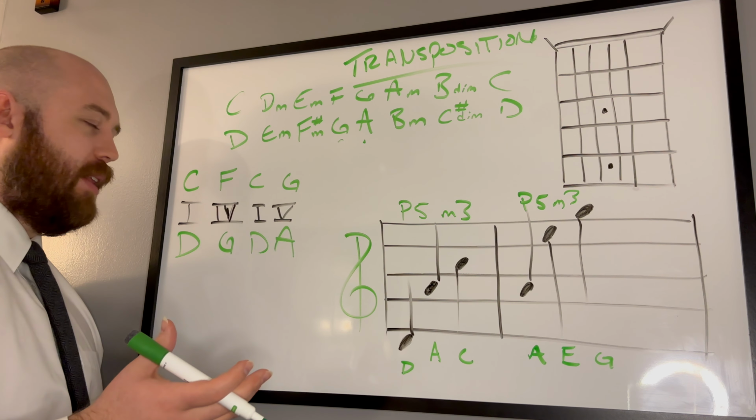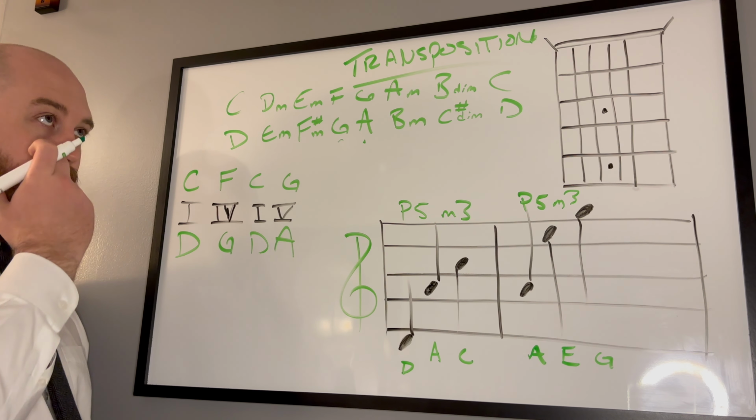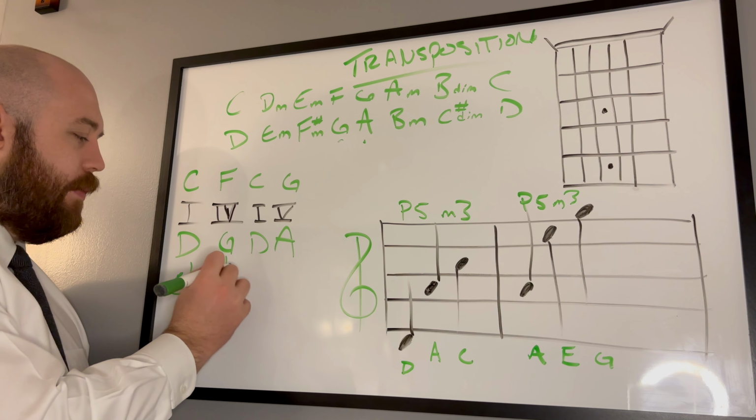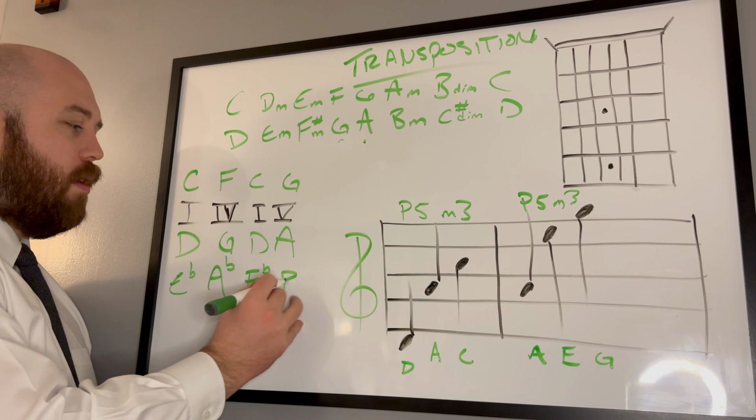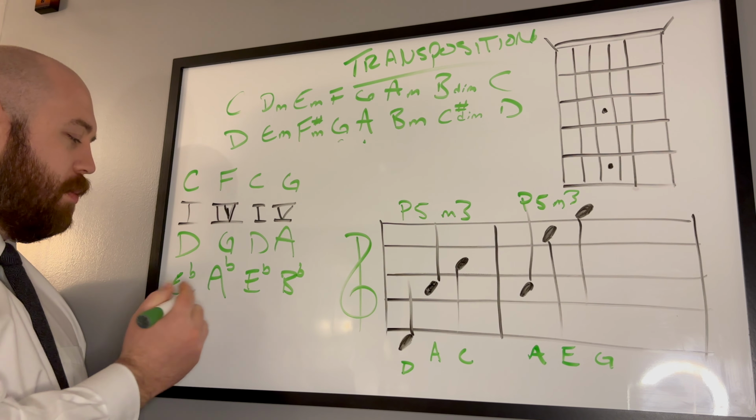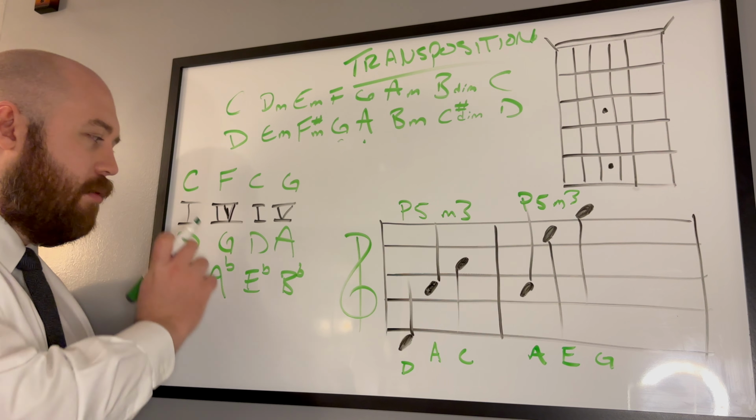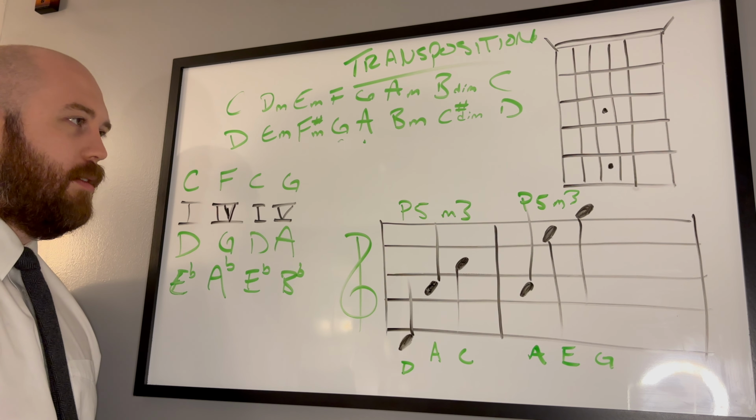Let's say you wanted to play in the key of, I don't know, E flat. Well, I know the key of E flat, so I know the 1 chord is E flat. I know the 4 chord is A flat, and the 5 chord is B flat. All of a sudden, we're playing in the key of E flat, right? The relationships stay the same between the chords.